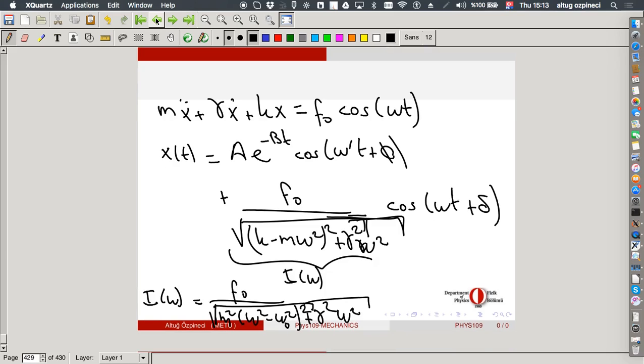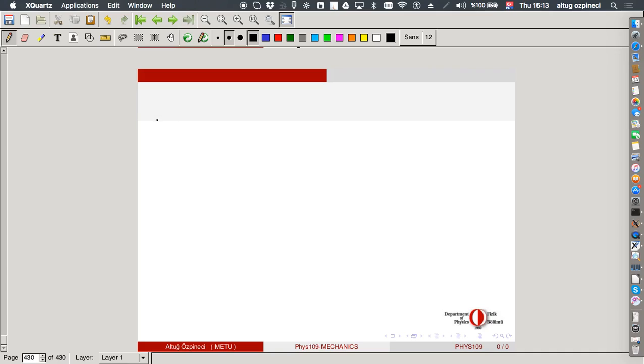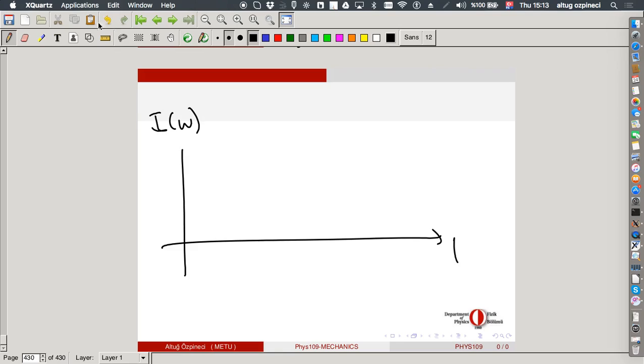And when omega is, for example, very large, this term will not be there. It will just go to 0. So this I(omega) basically has such a shape as a function, not of time, but as a function of omega. For very large values of omega, it goes to 0. There is a value close to omega 0 where it becomes very large and then dies away. So this is what we call the resonance.